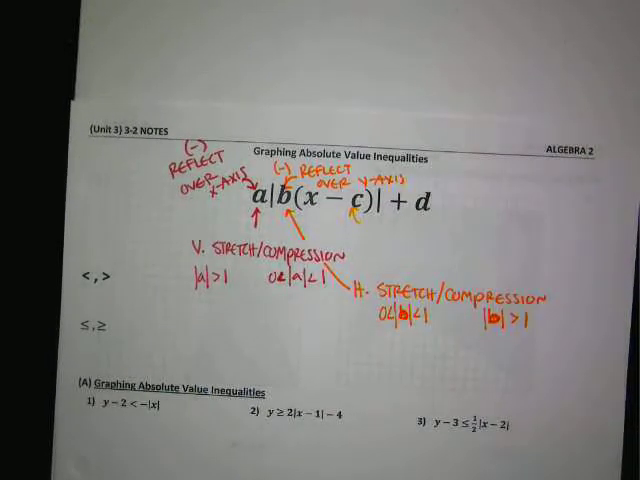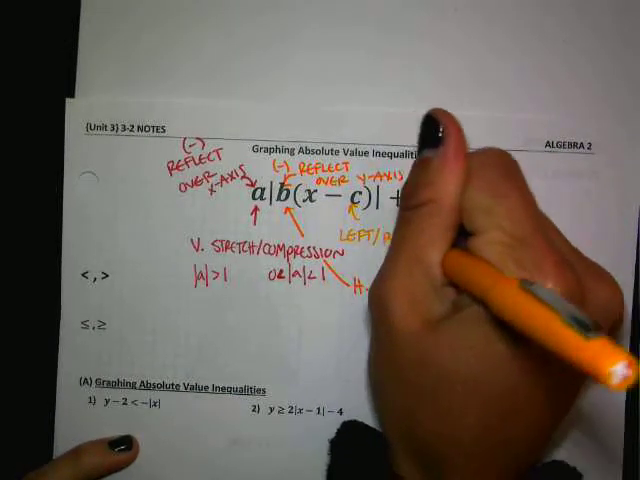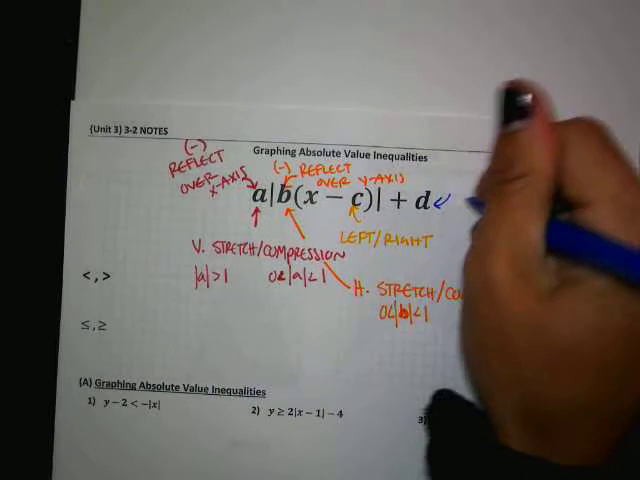All right, the C. What kind of shift is that? Left and right. And then the last one is the D. What kind of shift is that? Up and down. Very good.